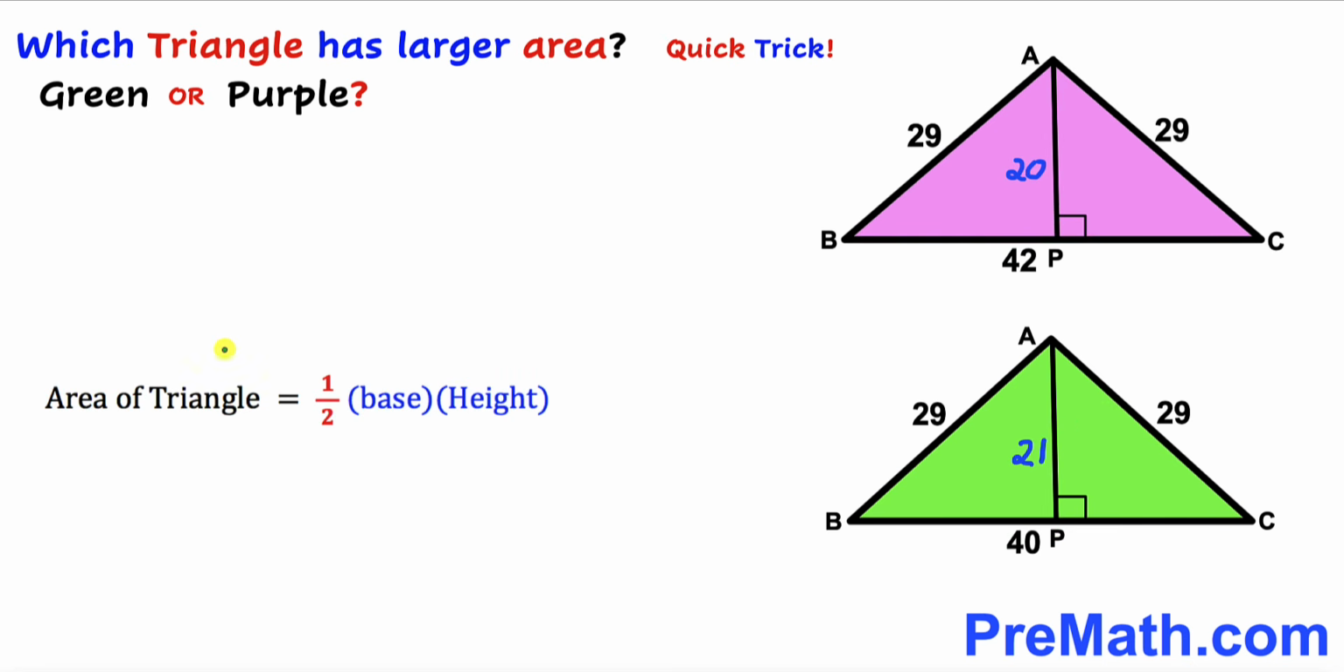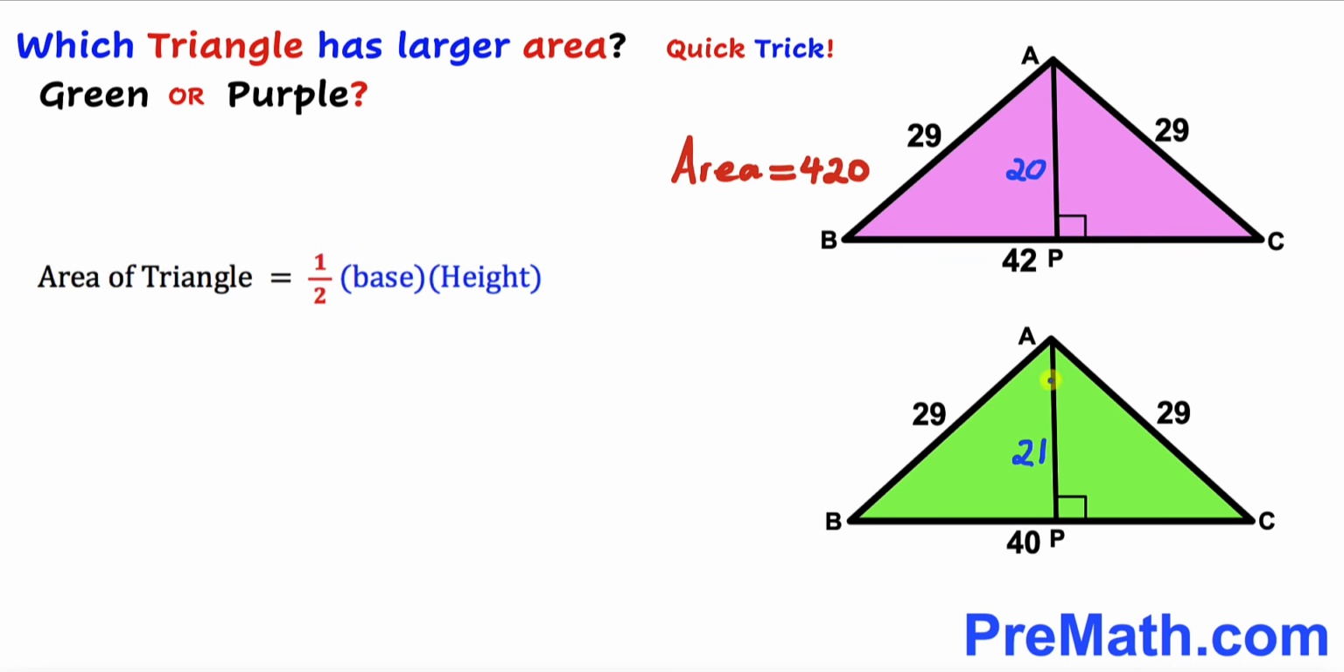Now let's recall the area of a triangle formula once again. Area equals a half times base times the height of the triangle. Now we are going to calculate the area of this purple shaded triangle first. Its base is 42 and the height is 20. So the area of this triangle is going to be a half times base 42 times height 20. And if we simplify, the area of this triangle turns out to be 420.